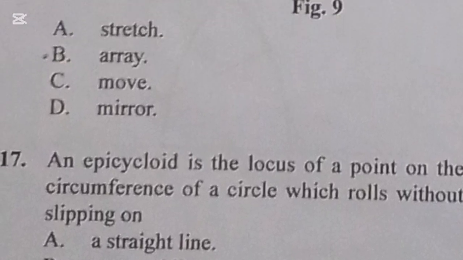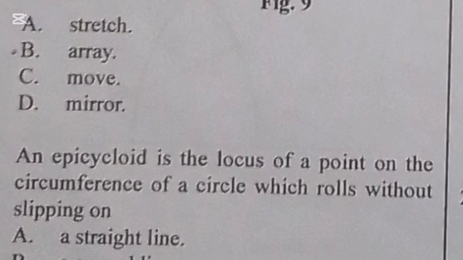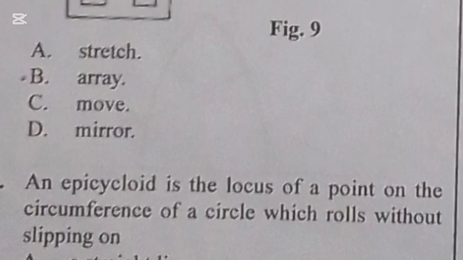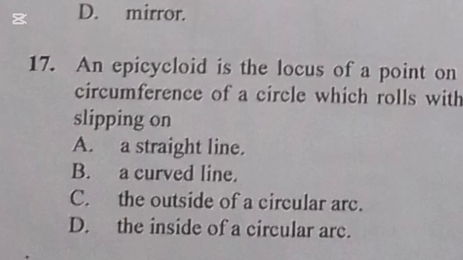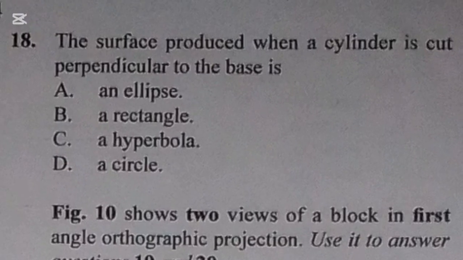Question 17. An epicycloid in the locus is the locus of a point on the circumference of a circle which rolls without slipping on the outside of a circular circle. The correct answer is C. If it is inside, it is a hypocycloid. If it's on a straight line, it is a cycloid. So the correct answer here is C. C for question number 17. So let's go to question 18 now. It says the surface produced when a cylinder is cut perpendicular to the base.